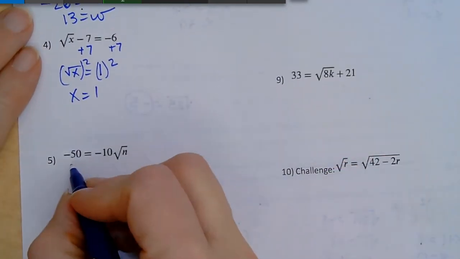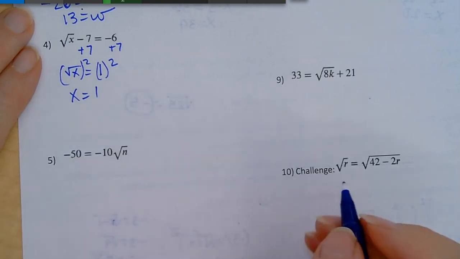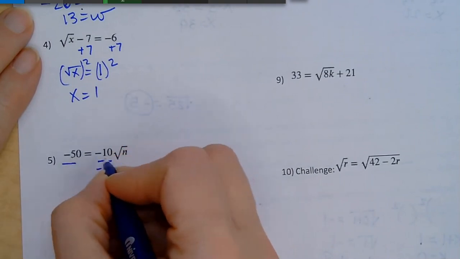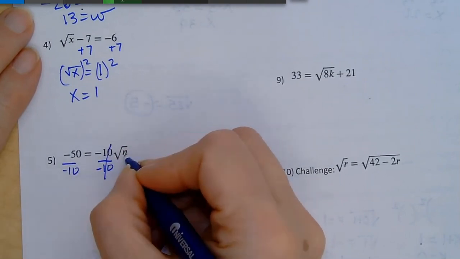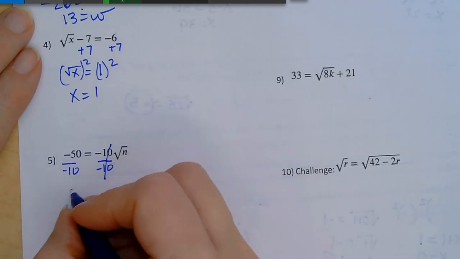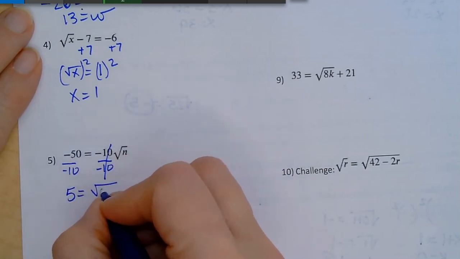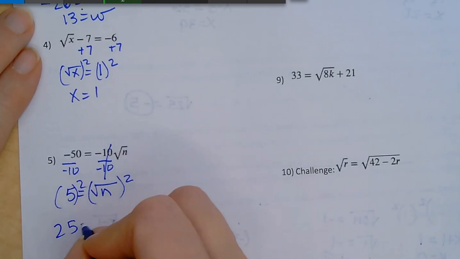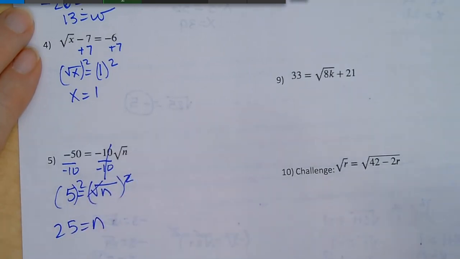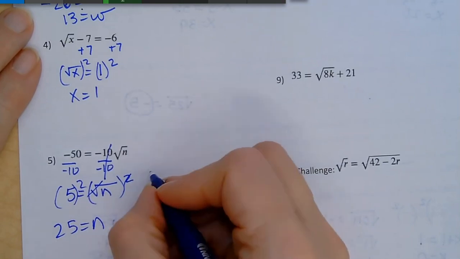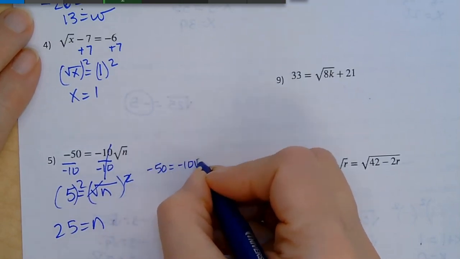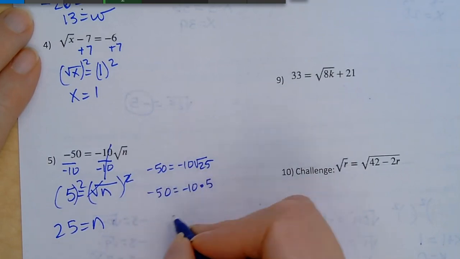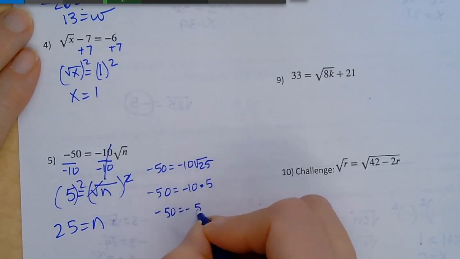All right. Here I have negative 50 equals negative 10 times the square root of n. I'm trying to get that radical all by itself, so I'm going to undo that multiplied by negative 10 thing. So now I have 1 square root of n over here. Negative 50 over negative 10 is positive 5 equals the square root of n. Square both sides, like so, and I get 25 equals n, and let's just plug it in and make sure. If I check it, it's negative 50 equals negative 10 times the square root of 25. Negative 50 equals negative 10 times 5, and negative 50 equals negative 50. So check.